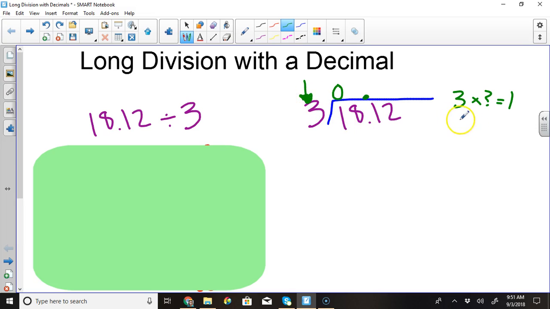What do we multiply by 3 to get 18? And because you memorized your multiplication facts back in 3rd grade, you know that answer is 6. So above the 8, we're going to put a 6. And we're going to multiply 6 times 3 is 18. We're going to subtract that, is our process here. 18 minus 18 is 0, and bring down the next number.